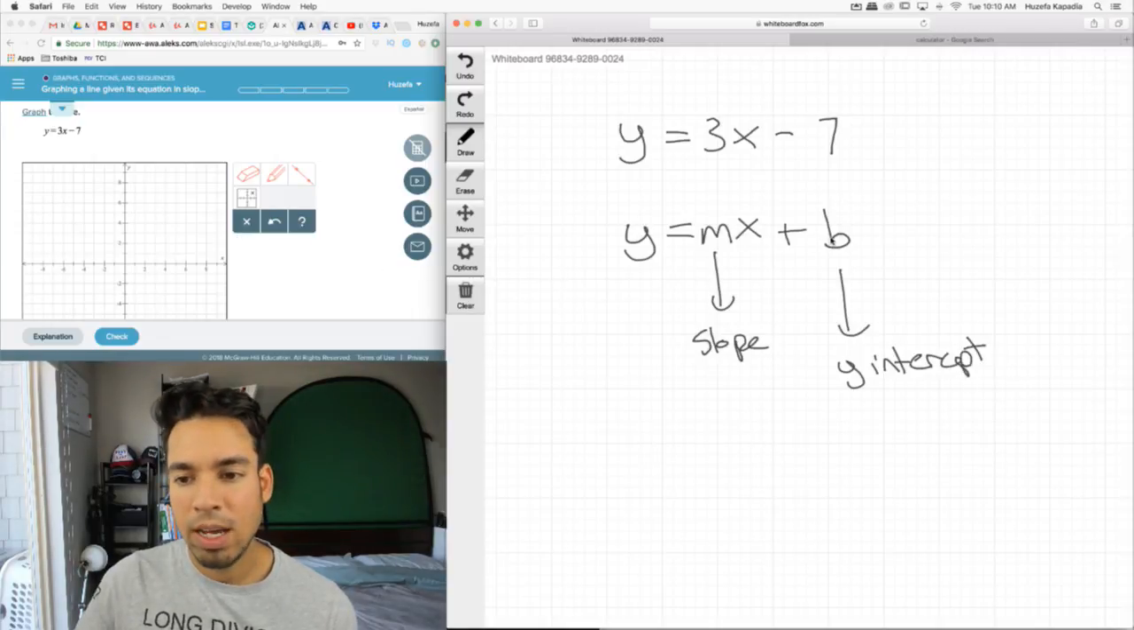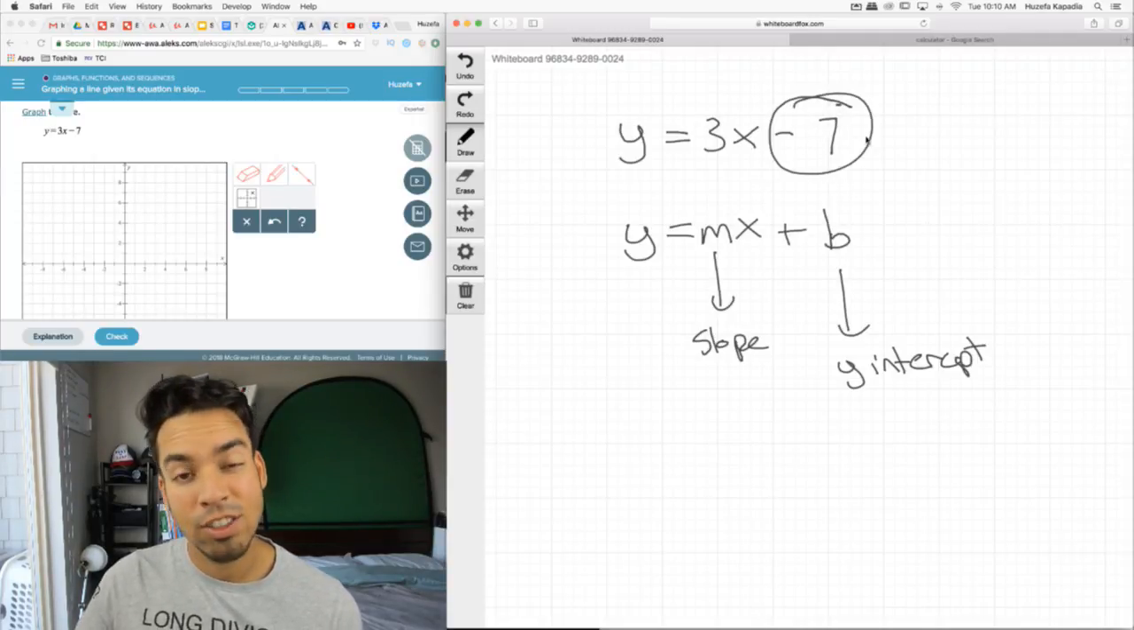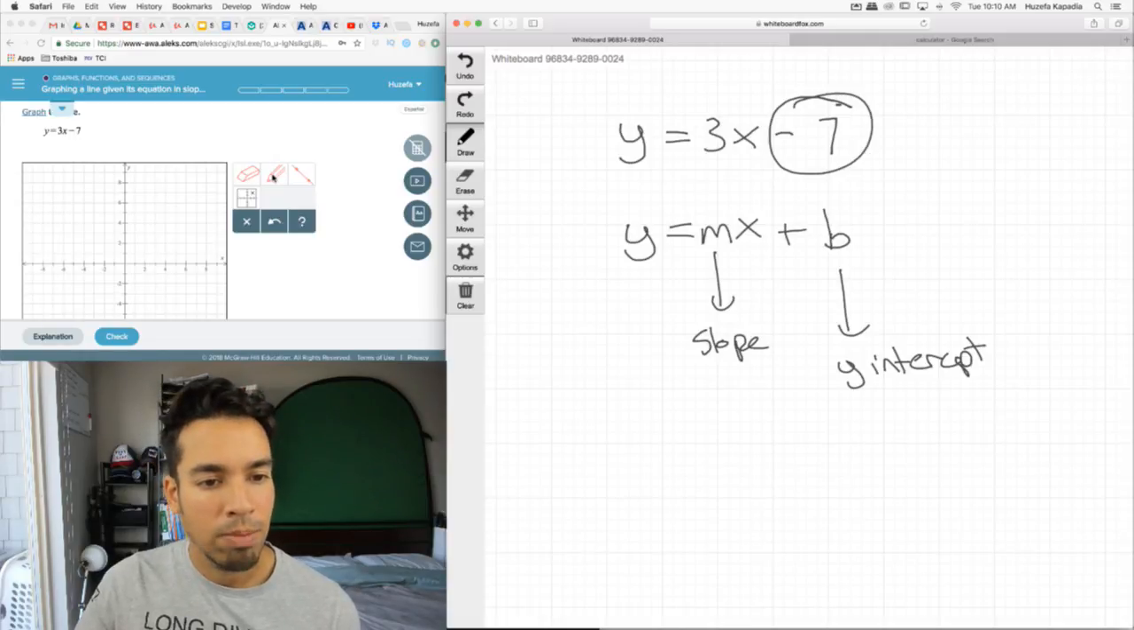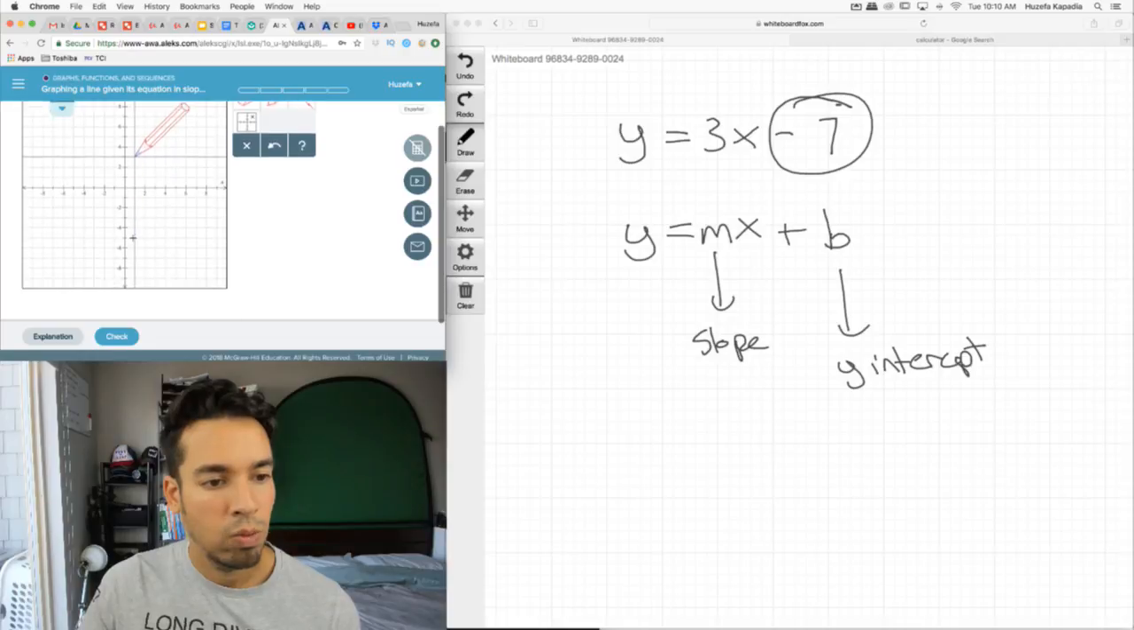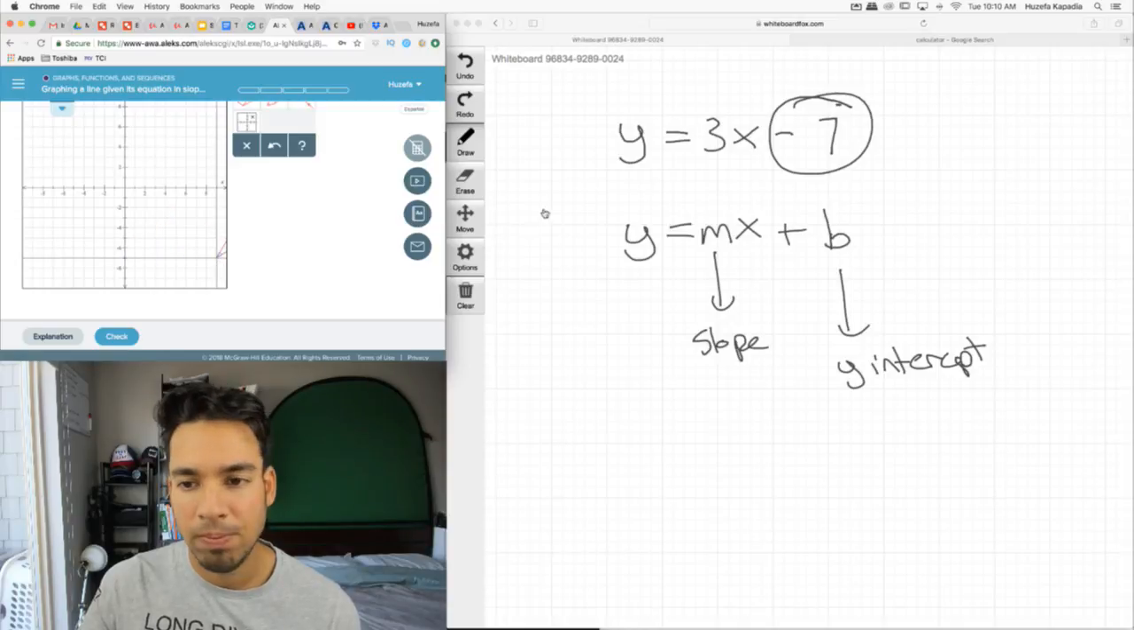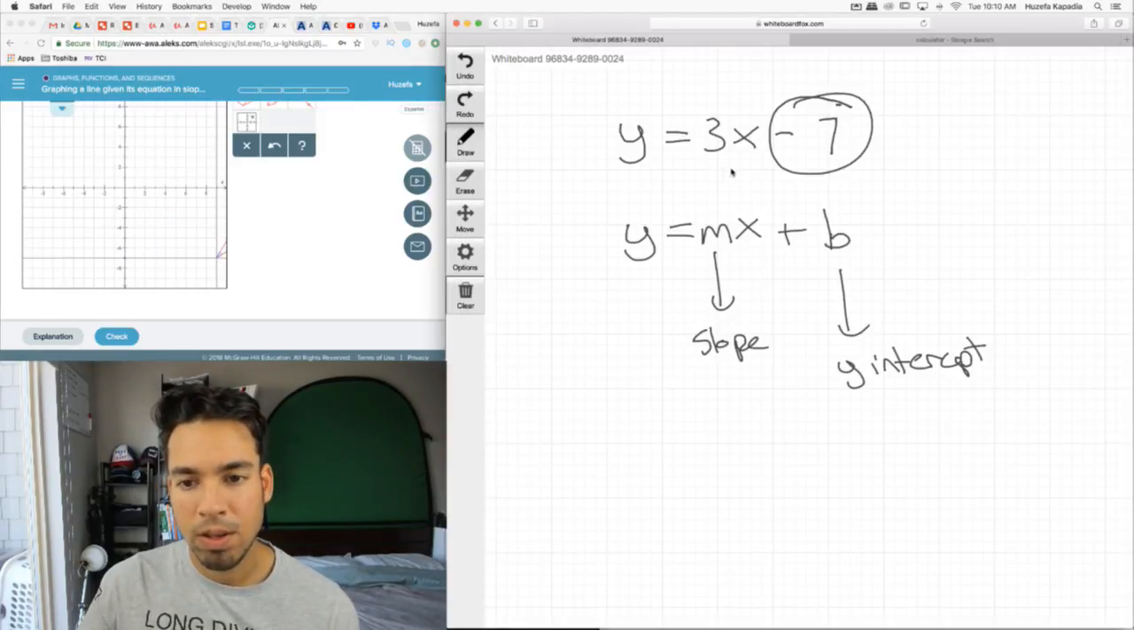So we always start with the y-intercept. My y-intercept here is this value. It's not just 7, it's negative 7. So I'm going to start by saying my y-intercept means the place where it intercepts the y-axis, and it does that at negative 7. There's my first point. Now I look at the slope. The slope in this case is 3.